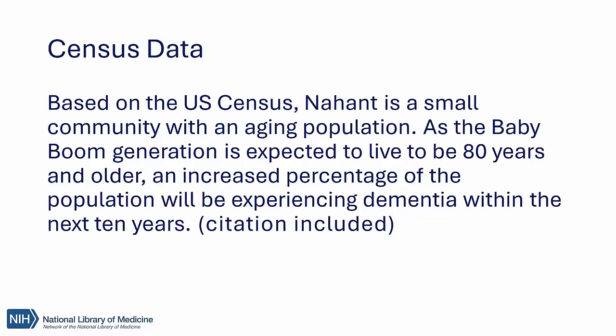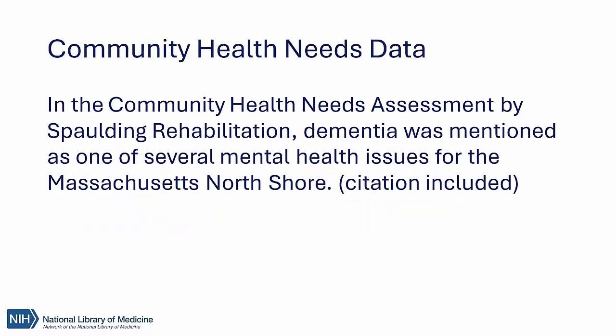The first one was census data. Based on the United States Census, Nahant is a small community with an aging population as the baby boom generation is expected to live to be 80 years or older. An increased percentage of the population will experience dementia within the next 10 years. And as somebody had mentioned earlier, a citation was included. Data point number 2 was from the local community health needs assessment. In the community health needs assessment by Spaulding Rehab, dementia was mentioned as one of several mental health issues for the Massachusetts North Shore. And again, the citation was included.